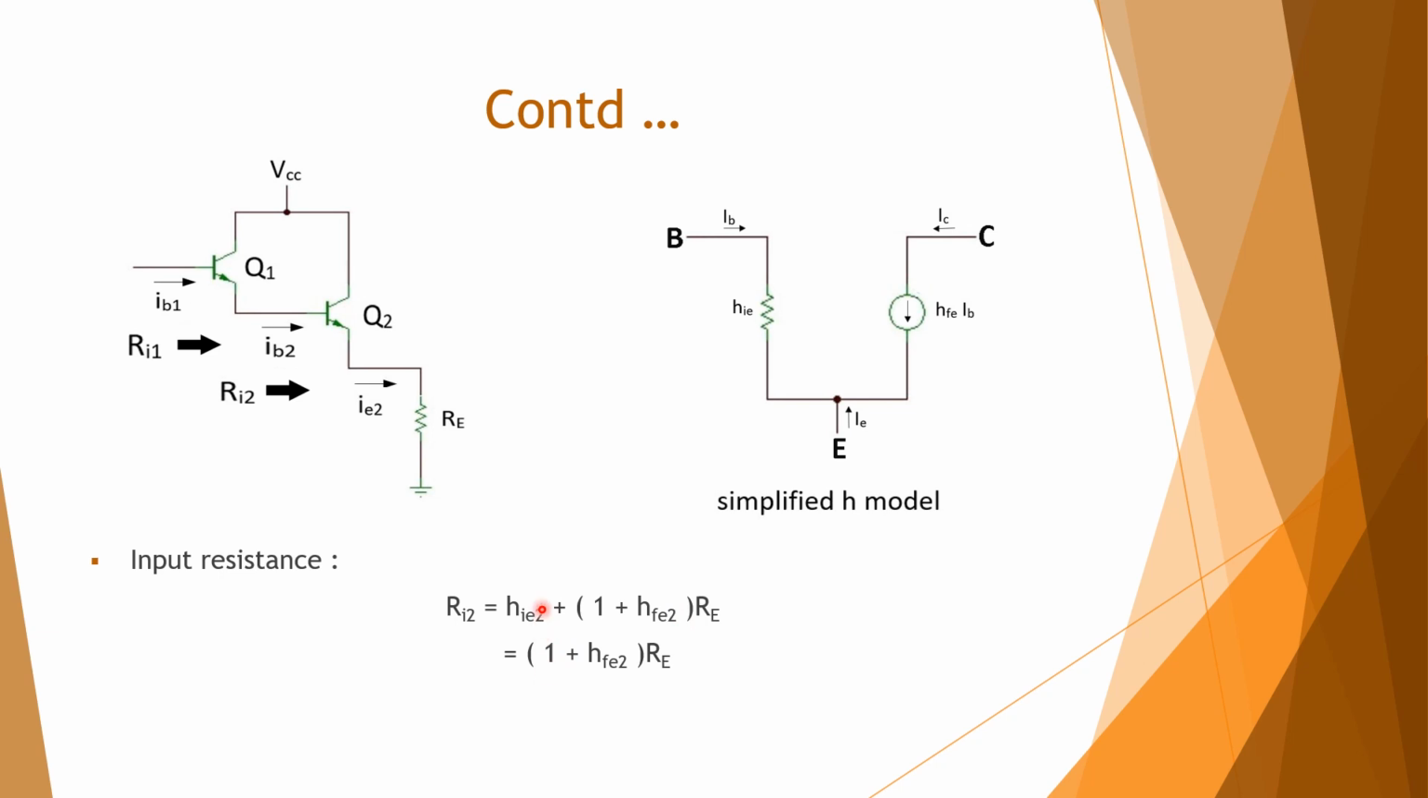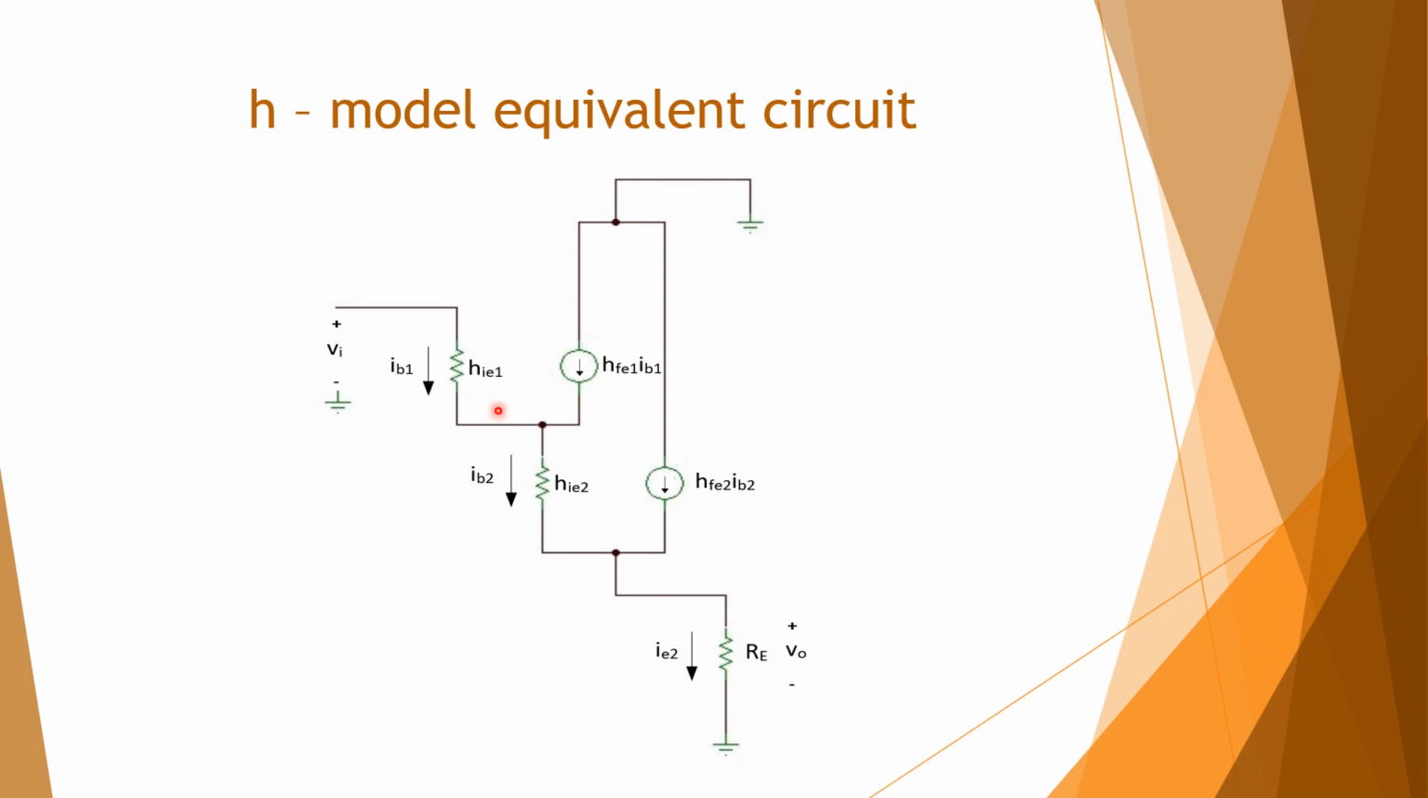That is 1 plus, this can be ignored. This is approximately 1k, and this is into 100 into 10k, so it becomes a big value. So Hie2 can be ignored. So this we can write as 1 plus HFE2 into Re. So this is the h-model equivalent circuit to calculate the input resistance.